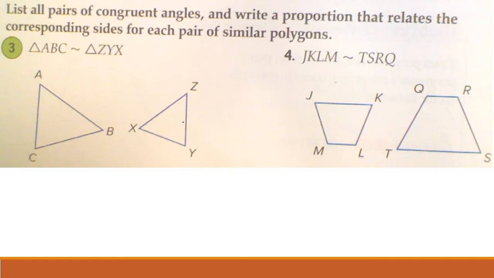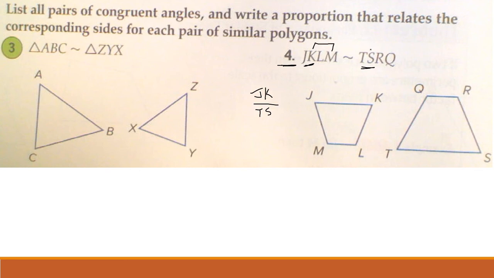So again, I'm not going to go through these two here, but the labeling here is pretty darn important. Like if you're doing this problem right here, number 4, if I said where are some corresponding sides here, corresponding sides means they fall in the same order. So like JK would correspond with TS. First and second, first and second.